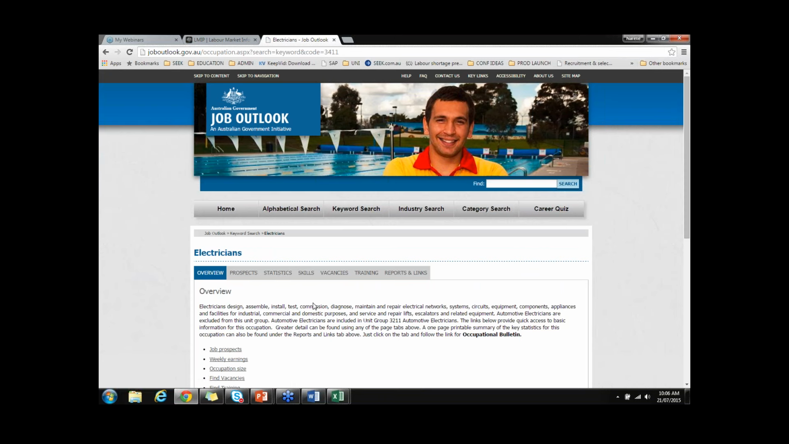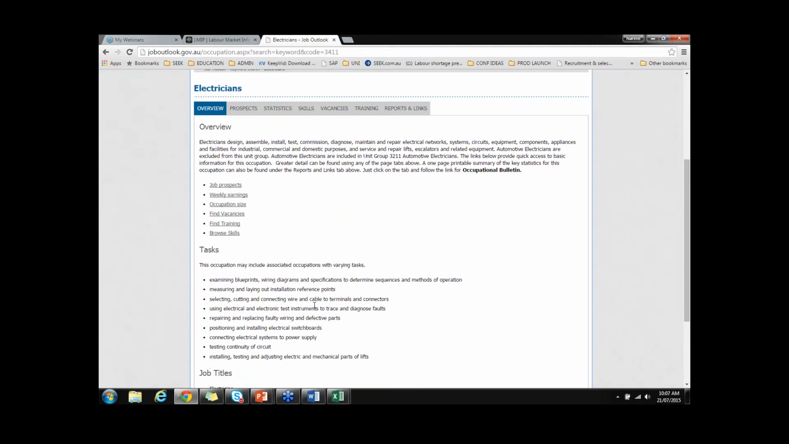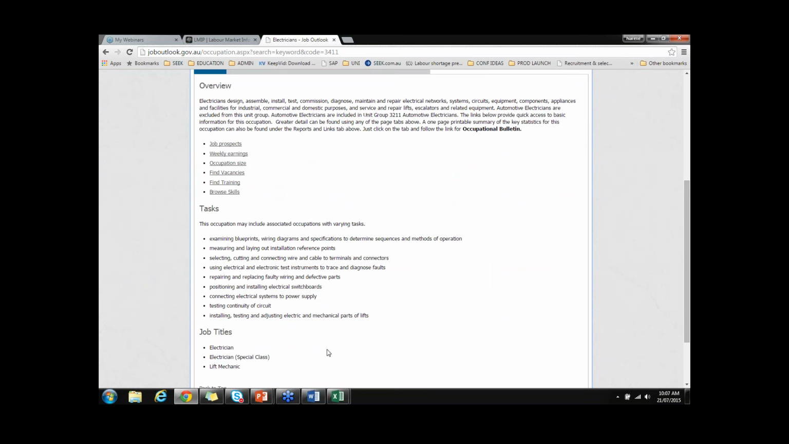Firstly, if the hiring manager was still on the line with me and I wanted to understand what they wanted this electrician to do, I would just skim down to tasks and say, so do you want them to examine blueprints, wiring diagrams and specifications, determine sequences and methods of operation? Do you want them to measure and lay out installation reference points? Do you want them to select, cut and connect wire and cable to terminals and connectors? I'll go, wow, you really know your stuff. And that's my point. You don't need to know everything and retain it in your mind. You just need to know where to get it and how to access it quickly at the time that you need it.